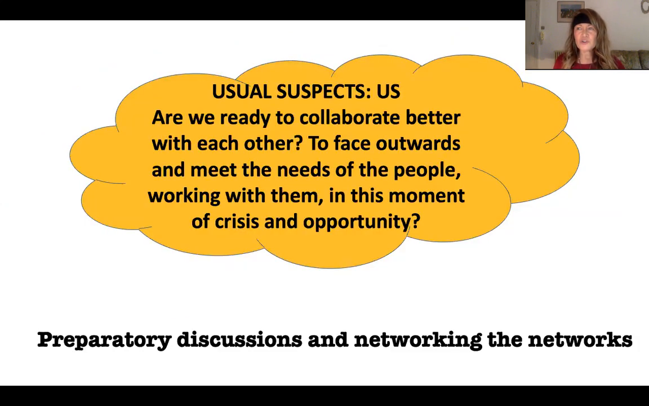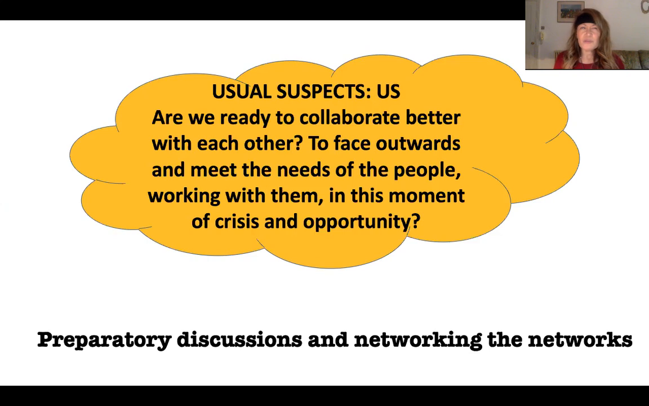So before you start the process of actually bringing them together, it is a good idea to meet up with the usual suspects and, if you like, harness them to help you take the action that you're planning to take. And to a large extent, they will have already been doing a lot of that work, and it's good to work together with them. The question to the usual suspects once they come together is, are we ready to collaborate better with each other? It so often is the case that while we share values and we even share a vision, we're all working in silos.